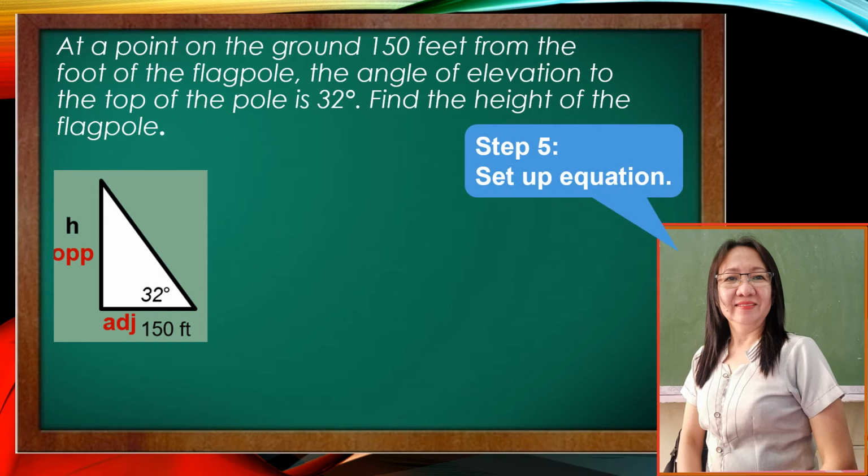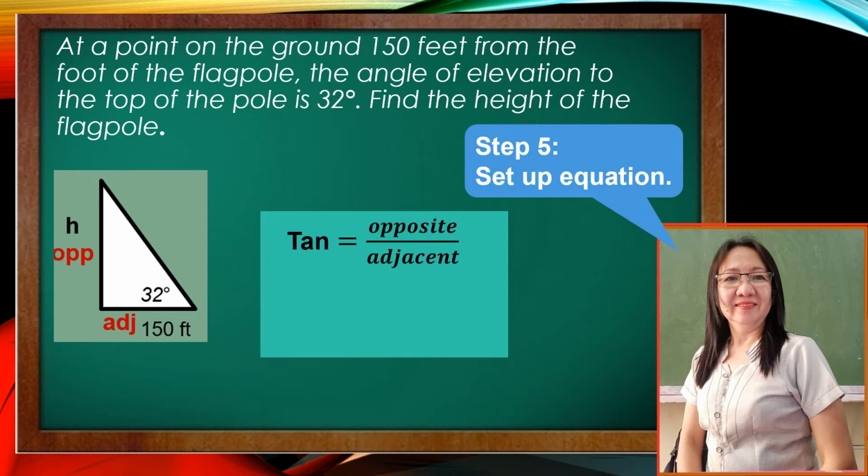For step 5, let us set up our equation. We have the tangent as opposite over adjacent. Let us have the substitution. So tangent 32 degrees is equal to the height over 150.